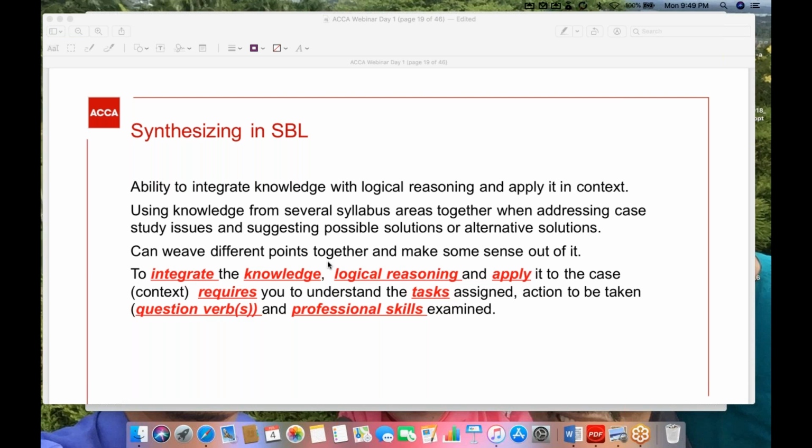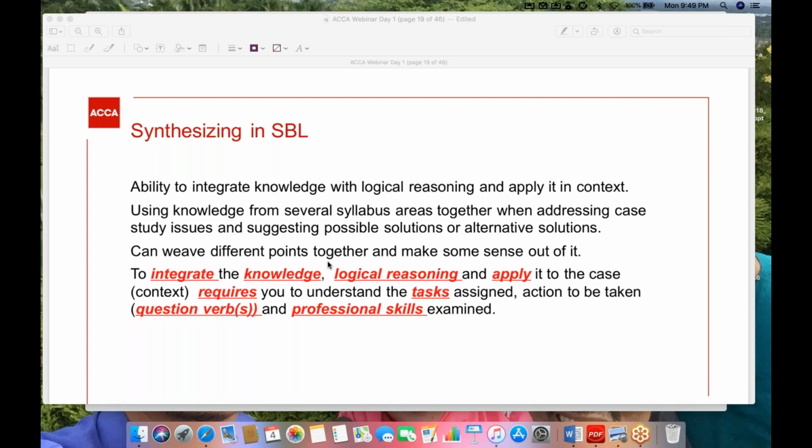Because once you know that the areas are related, you will be able to see whether the points that you have can be put together. When I say weave, that means you're putting two points together, making a sentence out of it, and being able to explain something. So it makes sense.